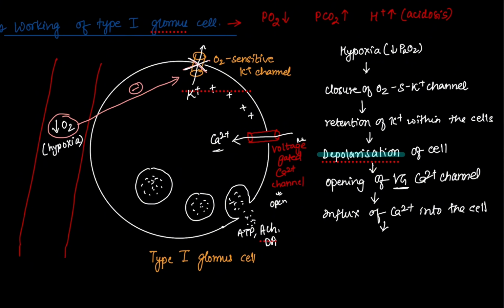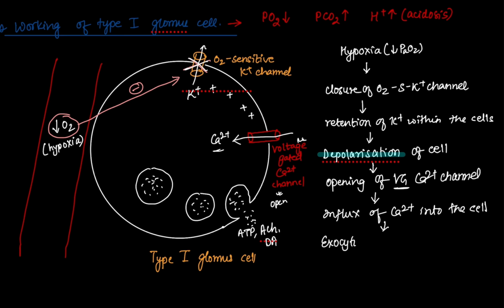What is going to happen? Please listen very carefully. At the level of the type 1 glomus cell, there are various types of neurotransmitters present. After there is influx of calcium within the type 1 glomus cell, you know that calcium is responsible for exocytosis. So there is going to be exocytosis of the neurotransmitters, which get released out of the type 1 glomus cells. So there is going to be calcium mediated exocytosis of neurotransmitters.